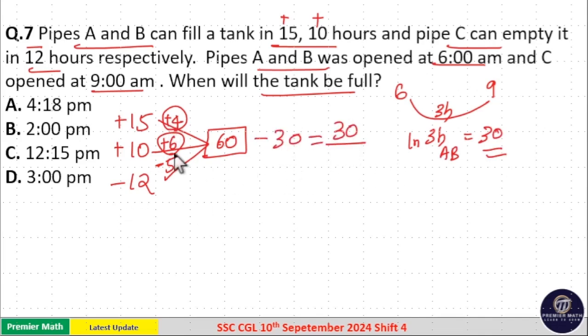So this should be filled by A, B and C. Here in 1 hour, A and B fill 10 liters, but C empties 5 liters. So in 1 hour total filling is equal to 6 plus 4 minus 5, that is 5 liters. So total time taken is 30 by 5, 6 hours. 6 hours means 9 plus 6 is equal to 3 pm. That is, A, B and C started working at 9 am. So in 9 plus 6 hours, that is at 3 pm, all these three filled the tank. Option D is your answer.